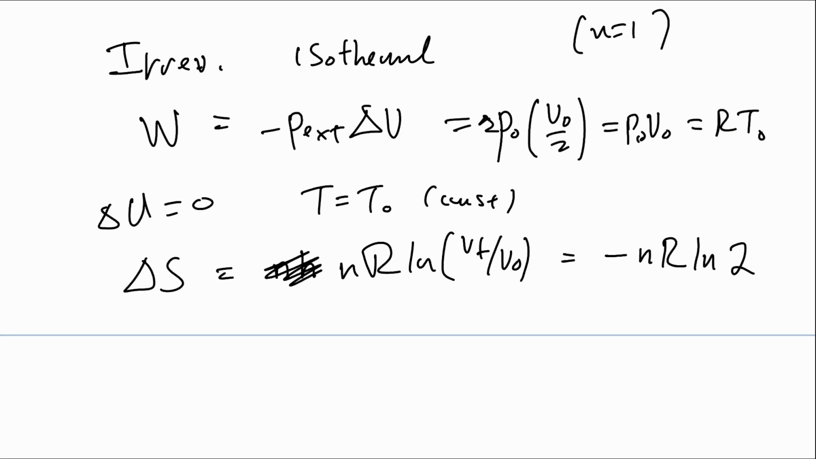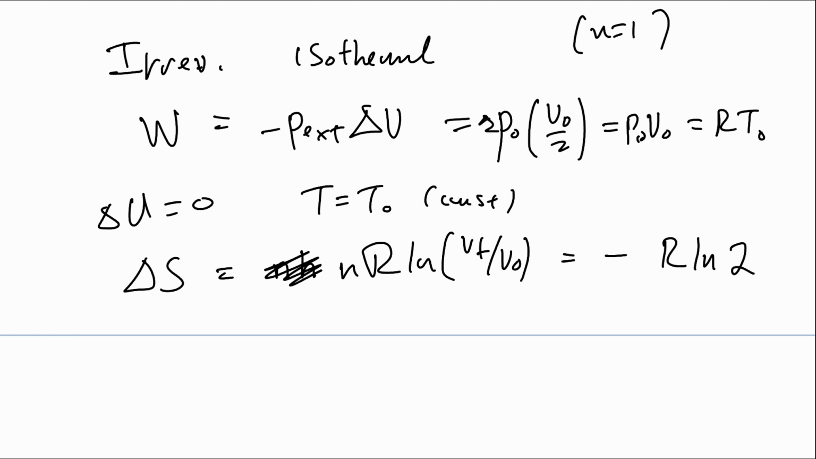The general formula we had was NR log V final over V naught. We saw that just a bit ago. And then for this problem, it's minus R log 2, which is R log 1/2, since the log of 1/2 is minus log 2. So even though I did not do this process reversibly, to calculate the entropy change of the system I found a reversible path and did it that way. Why can I do that? Because entropy is a state function. It doesn't depend on the path. So I've used a trick, a loophole, and I was able to calculate that delta S.